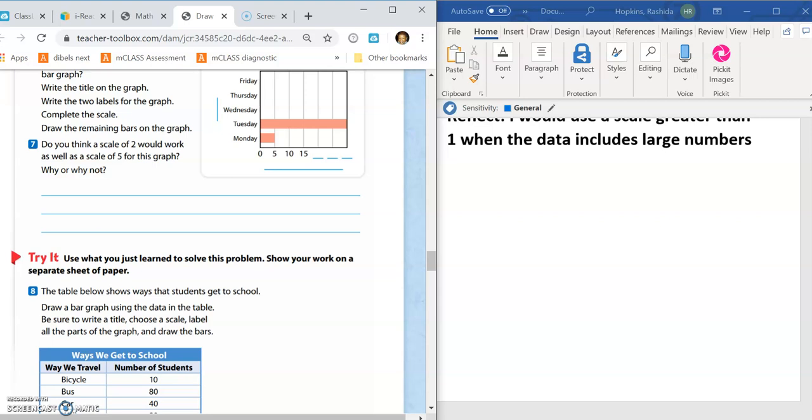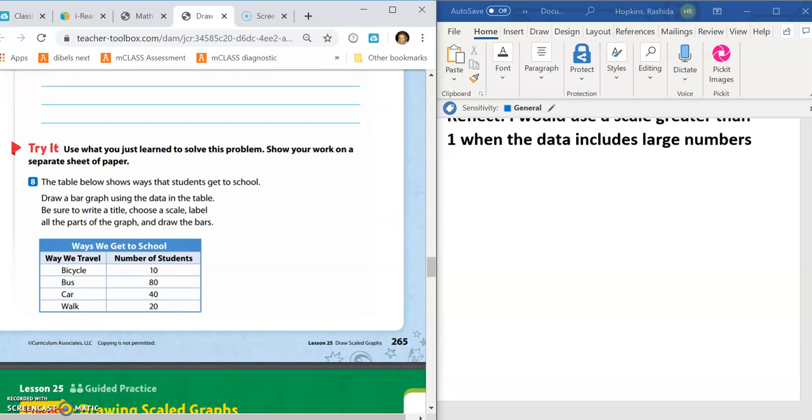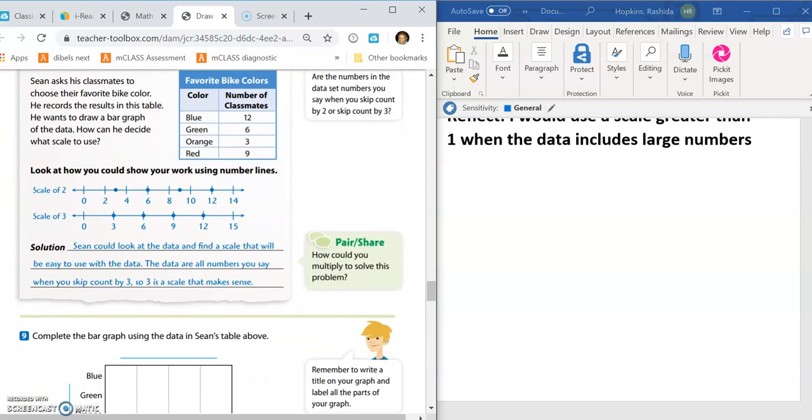So you're going to complete pages 260 to 269. You're also going to complete this Try It. Use what you just learned to solve the problem and show your work. You have a journal or separate scratch paper that you're going to record this on, or you have a printed copy of the packet. So each one of these pages.